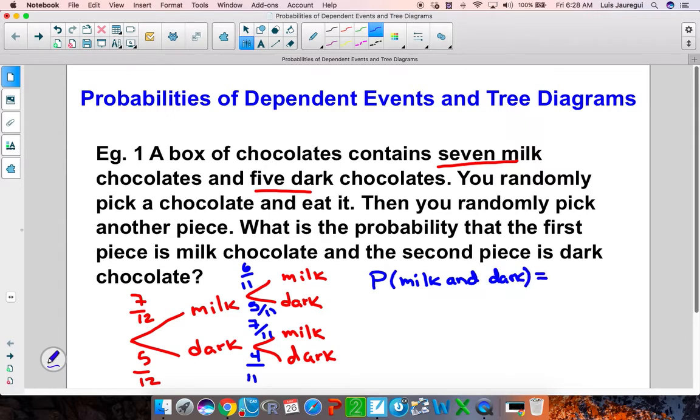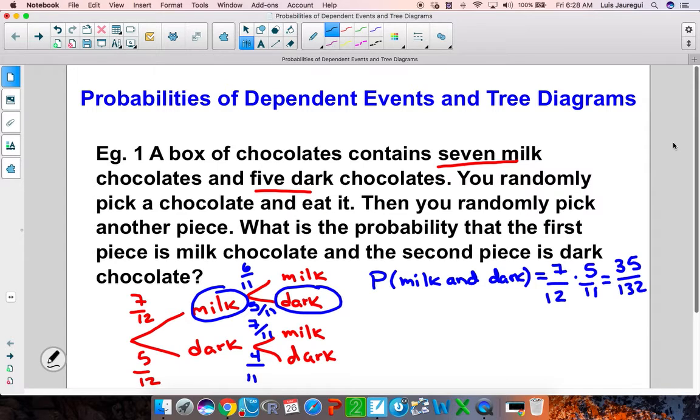So using my tree diagram, I analyze this case, milk and then dark. So I just multiply the probabilities. I have 7 twelfths times 5 elevenths. Okay, using basic probability, 7 times 5 is 35, and 12 times 11 is 132. Okay, so that's the probability. Now, that's using your tree diagram.